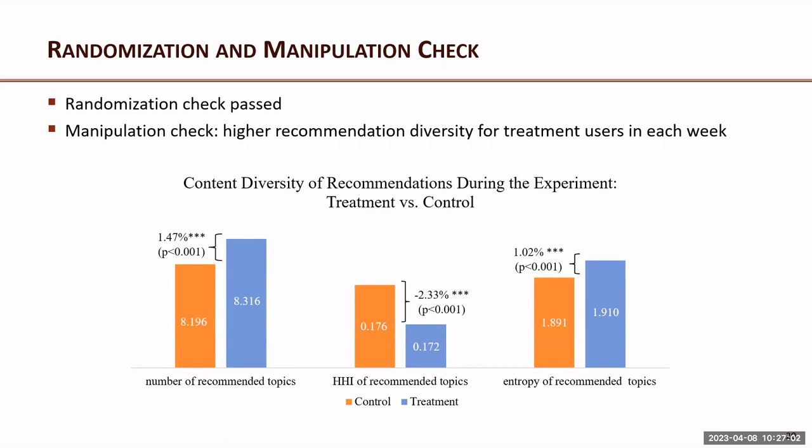After we build all the measures, we first run a randomization check, and the users are balanced in their demographics and also their pre-experiment behaviors. And our manipulation check showed that treatment users for each week indeed were recommended more diversified topics, among all the 3 topic diversity measures I just mentioned. After we run this manipulation check, we want to see how users respond to such a more diversified recommender system.